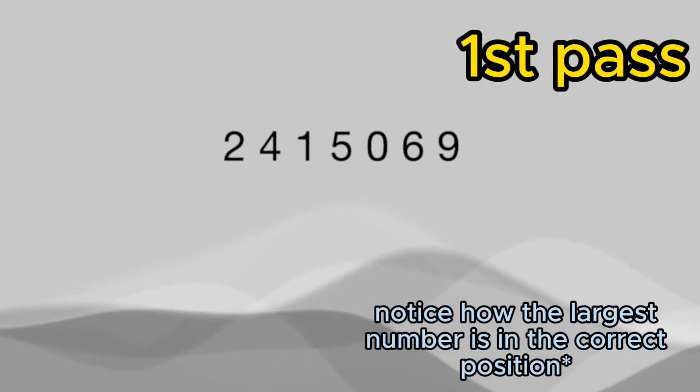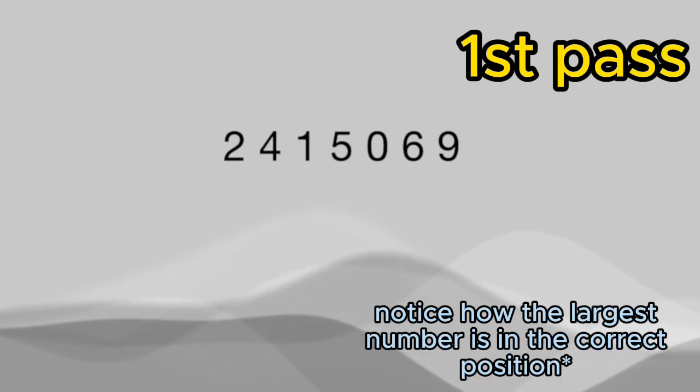Then 9 with 5, and you swap it again. Same with 0, you swap it. Same with 6, you swap it. You are now at the end of the list. That is one pass. Now 9 is in the correct position. 9 won't change because it's now bubbled up to the top. So you would go again.